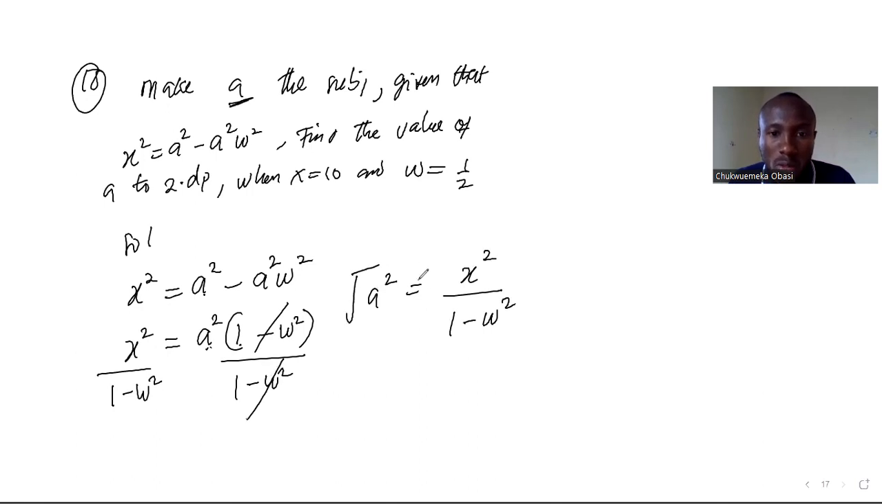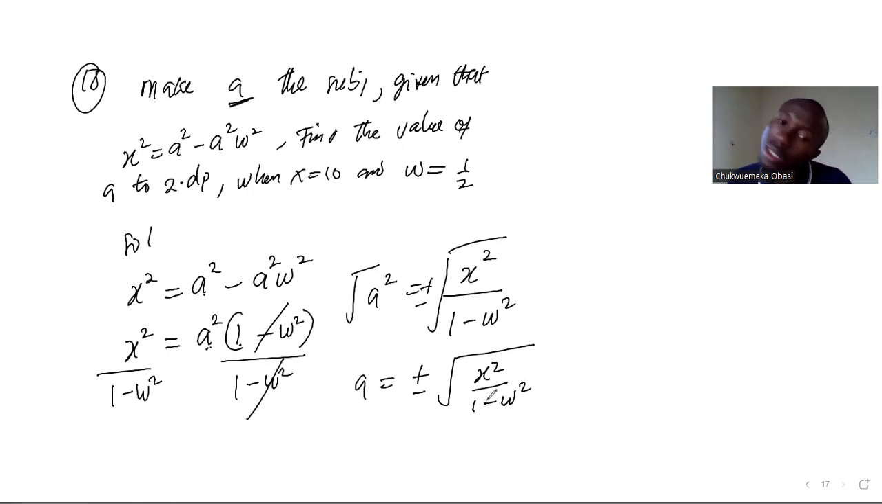So take the square root of both sides. So you have a is equal to plus or minus square root of x squared over 1 minus w squared. So now a is the subject of the formula. And now we move to the next point. It says, find the value of a to 2 decimal places when x is 10 and w is half. So we are going to plug in those values to get a.